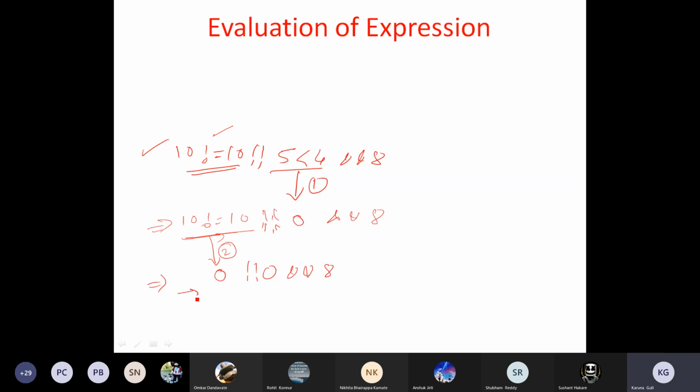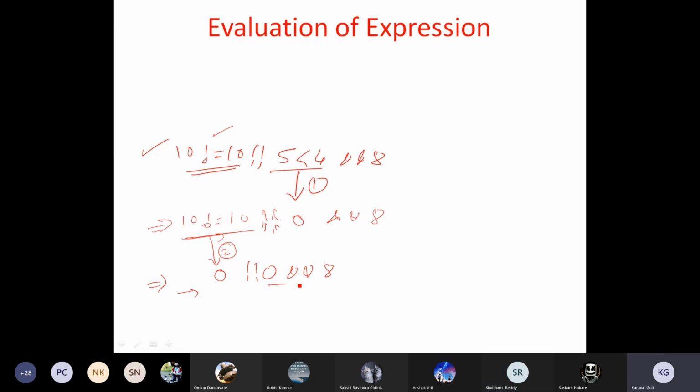So I have two operators again, or and and. Correct? Which one will be evaluated first? What is the priority assigned? Left to right? Do they have the same priority, or and and? No. Which has to be done first? And. Is it and?